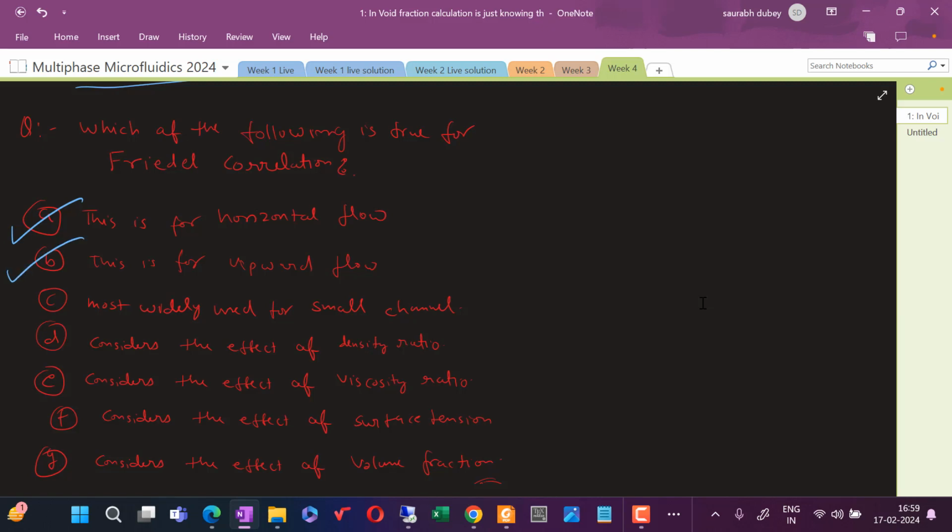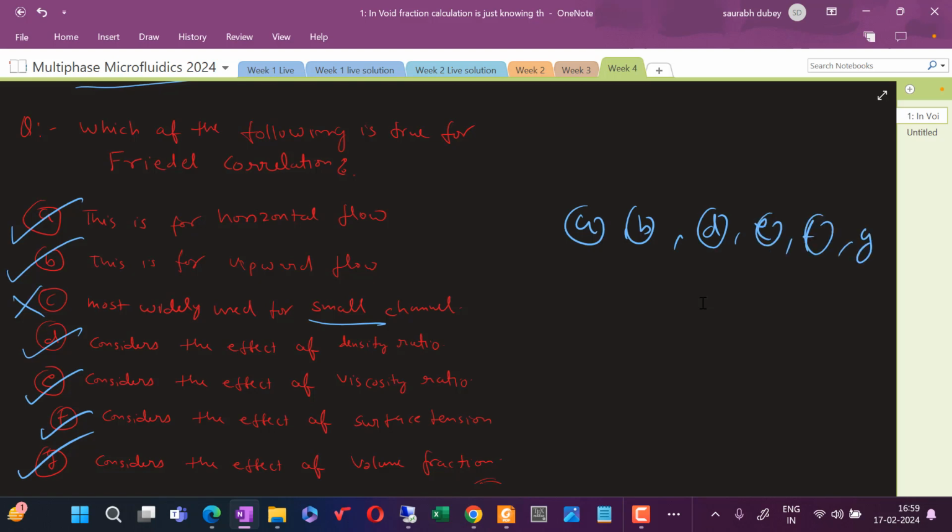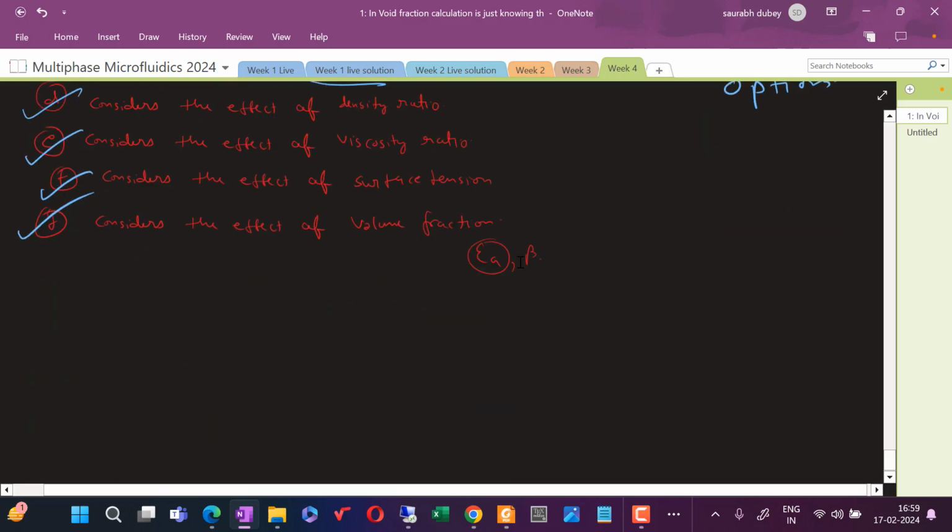So you need to look at the slide where it has been taught, and this is widely used for the large channel, not for the small channel. So this should be the large one, and this actually considers all these three effects. So options A, B, D, E, F, G are correct options. Okay, so all these options were correct.